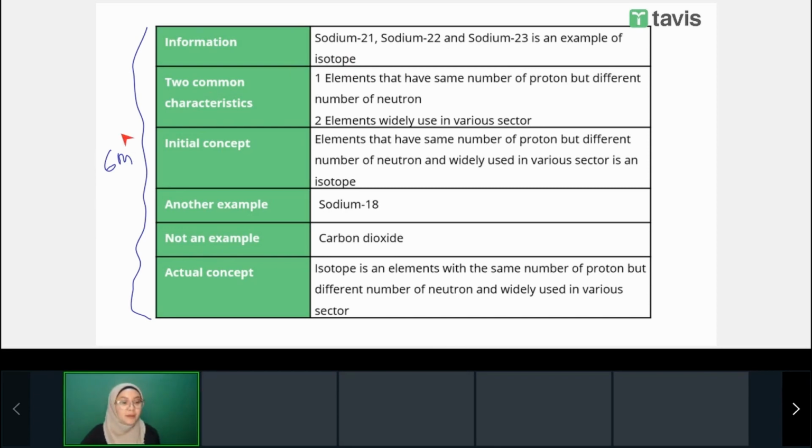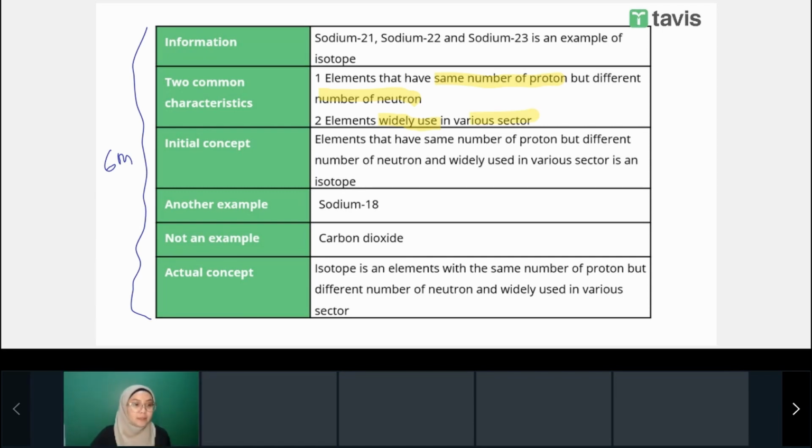Then number 2, provide 2 common characteristics. You can write that an isotope is an element that has the same number of protons and a different number of neutrons. Another common characteristic: widely used in various sectors.